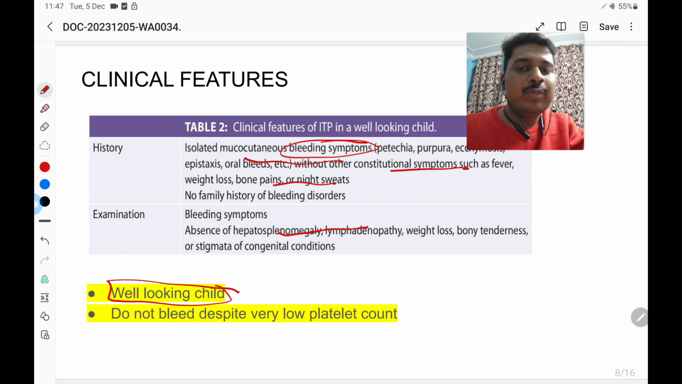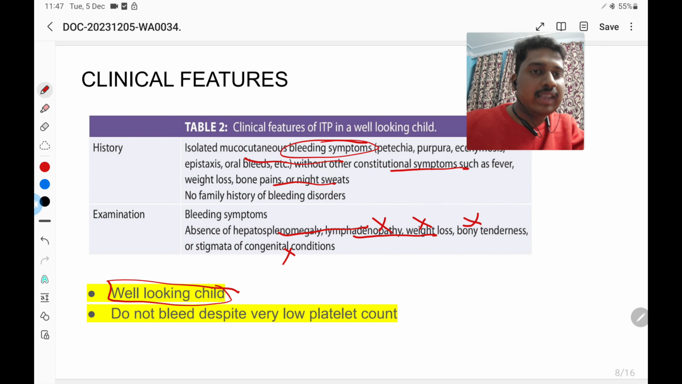And on examination, you won't be getting hepatosplenomegaly, no lymphadenopathy, no weight loss, no bony tenderness, nothing, just bleeding. Bleeding is the only complaint. And in this patient, you have to notice also that this bleeding doesn't occur even with low platelet count. Even though platelet count will be 3,000, 4,000, still bleeding chances are very less in these patients.